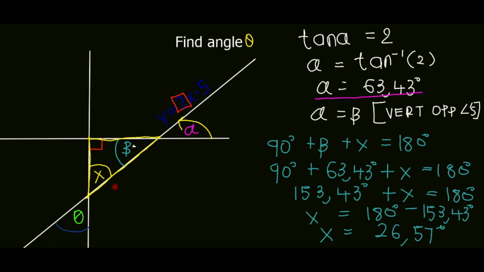Therefore I can say x is equal to theta. So our angle x is equal to theta, which is 26.57 degrees. The reason is vertically opposite angles. So that is how we create this angle theta. So that's it for this problem.